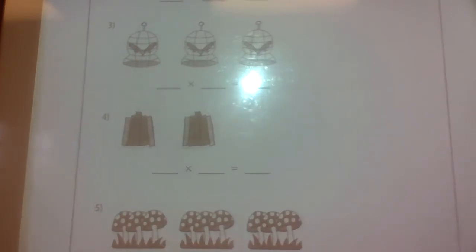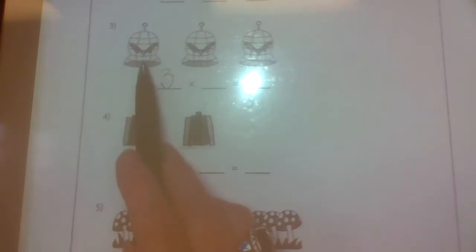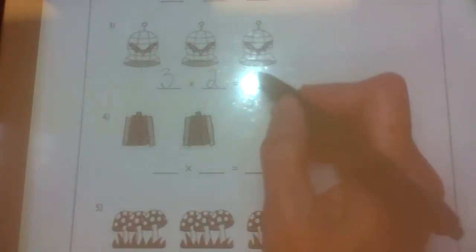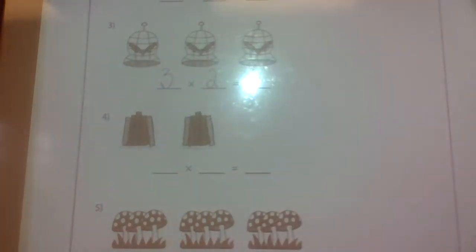Okay, let's look at number 3. How many groups, how many bird cages are there? 3. How many birds in one cage? 2. So 3 times 2. You can count 2, 4, 6, or you could count 1, 2, 3, 4, 5, 6. 3 times 2 equals 6.